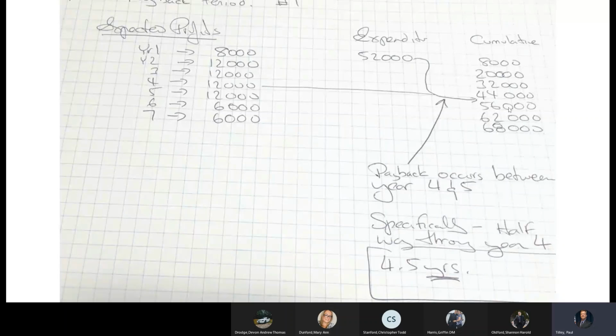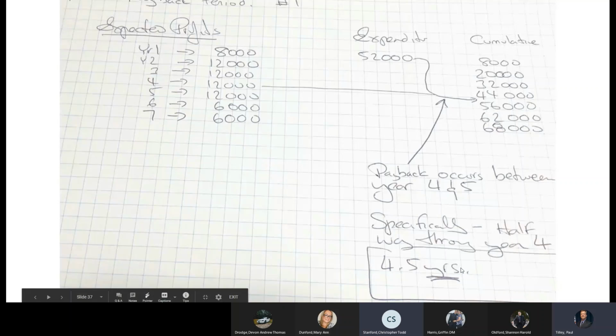So I know it's 4 years for sure, 4 years and a bit. The distance between 44 and 56 is 12, in other words, $12,000. 44 to 52 is 6. So $6,000 more is required to get up to the break-even, out of the 12 in that year. So 4.5 years. See how I've done that? In a year, you're making 12, and we need to get up to 6, so that's basically 4.5 years. All right. Yeah, makes sense.